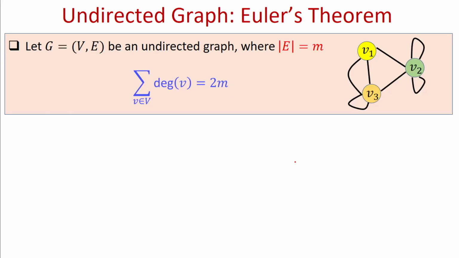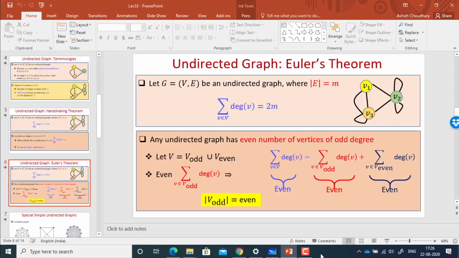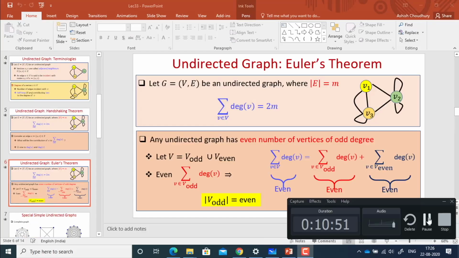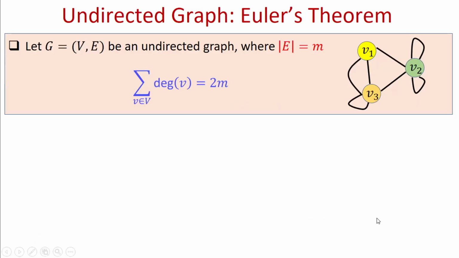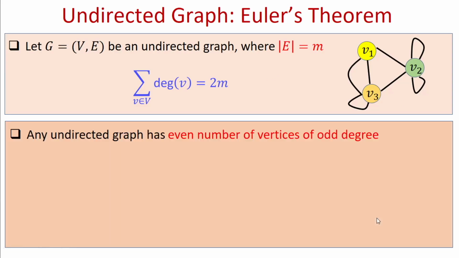So based on this fundamental fact, we can derive another conclusion about any undirected graph, and this conclusion is often called Euler's theorem. What this theorem basically says is that if you take any undirected graph, then the number of vertices of odd degree will always be even.